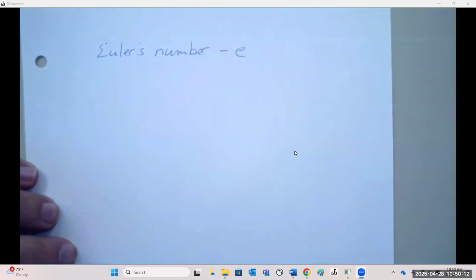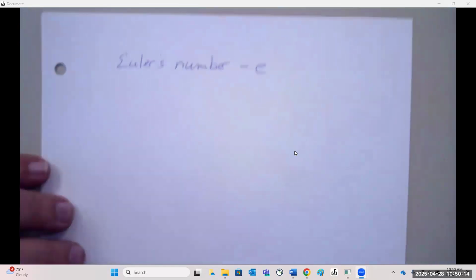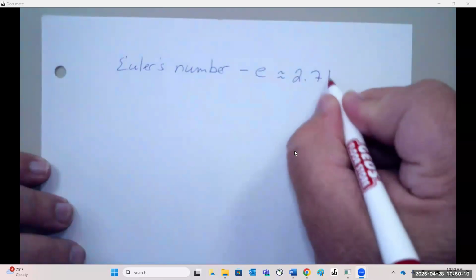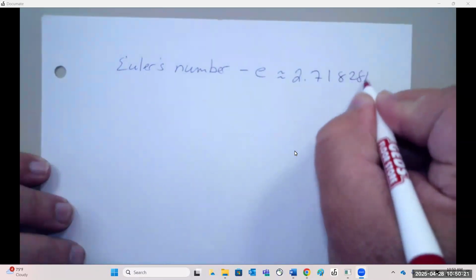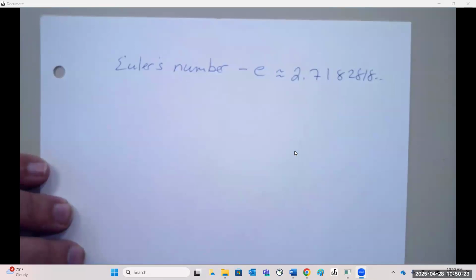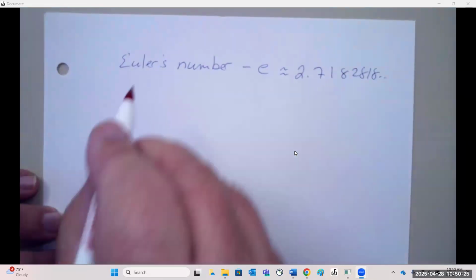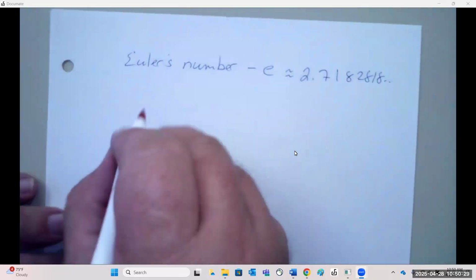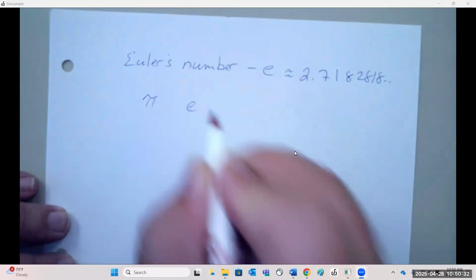Euler's number, e, is a very important number. It's a constant, 2.7182818, blah, blah, blah. It's a natural constant. It's one of the only numbers on your calculator besides pi. E is one of them that's on there.